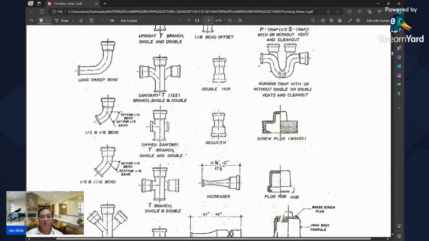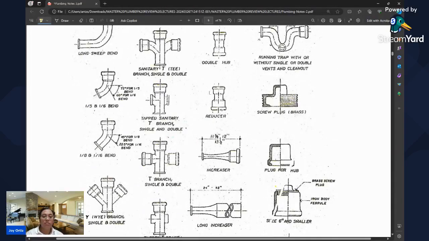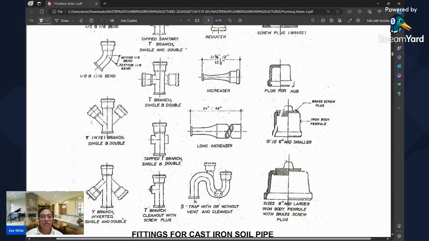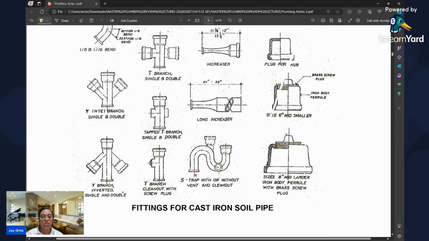We have the double hub. Here's the running trap, with or without single or double vents, and clean out. You have the 1/5 or 1/6 bend, top sanitary branch, single and double. Here's the reducer, screw plug, brass. You have the 1/8 or 1/6 bend. This is the branch, single or double. Here's the increaser, plug for hub, Y branch, single and double. Top T branch, single or double, long increaser. And we have the size 6 inches and smaller.